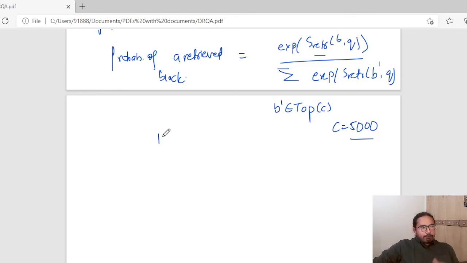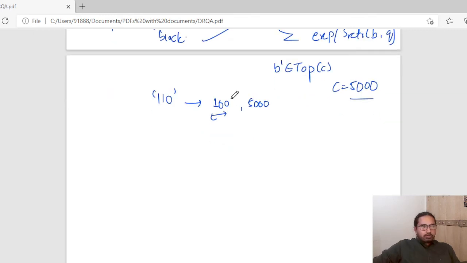Let's say the answer string 110 was present in 100 of the top 5,000 documents that we retrieve. What we want to do is update the weights of the retriever in such a way that these 100 retrieved paragraphs get a better probability score here. So it sort of becomes like a classification task, so it's negative log likelihood. We represent this part of the cost function as L early.